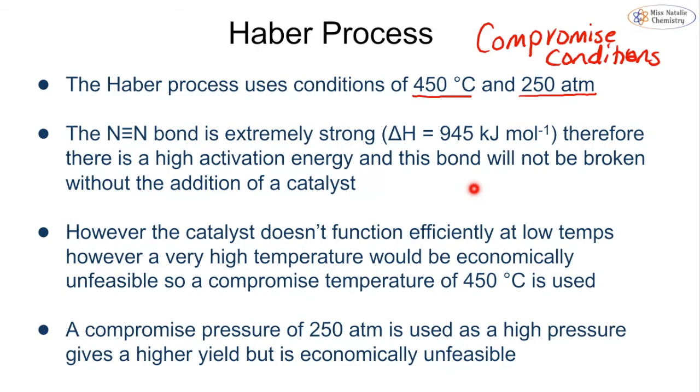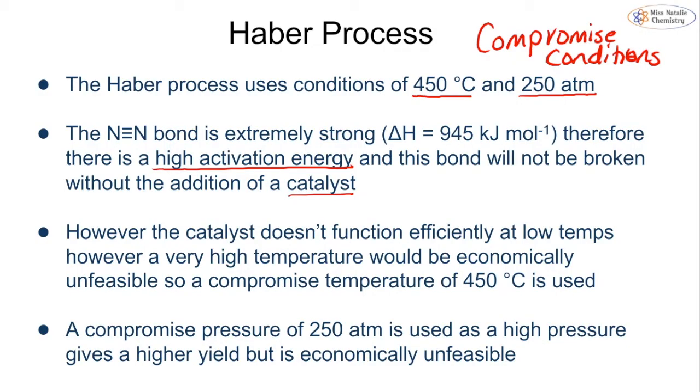Now, when we have the Haber process and we have this nitrogen reacting, we know that a nitrogen triple bond is extremely strong. It has a bond enthalpy of 945 kilojoules per mole. That gives us a very, very high activation energy, meaning we will not break this bond unless we use a catalyst. Now that's fine, we know that a catalyst is going to speed up a chemical reaction, so most people's first thought would be perfect.